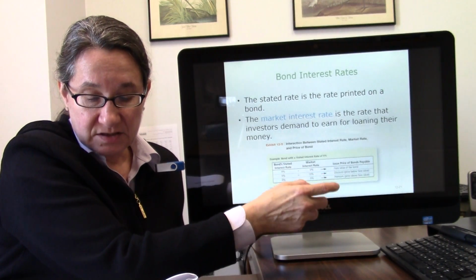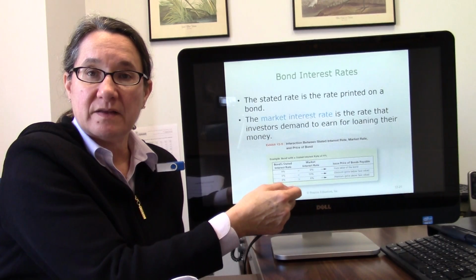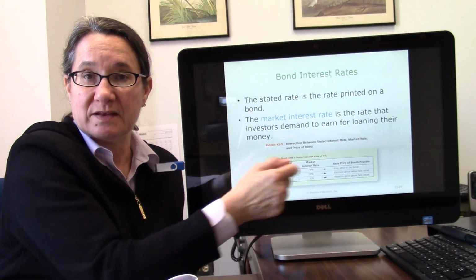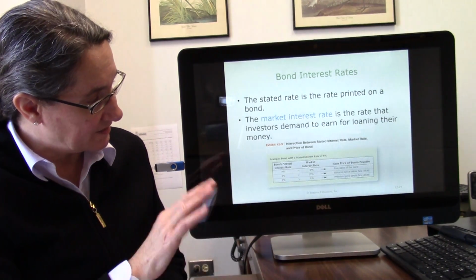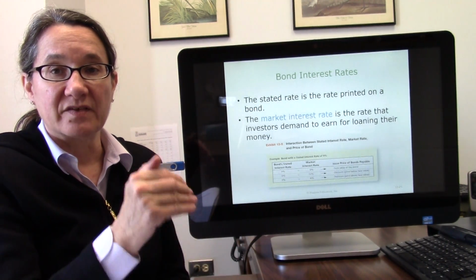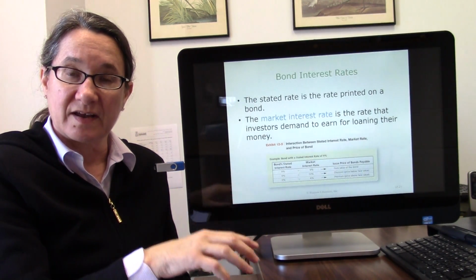Or if rates drop, then that means this bond with 9% is a little better than a bond with 8%, so I'm willing to pay more than the face amount for that. So that's how bond interest rates affect the issuing price of the bond. You're going to get a discount or a premium if the interest rate has gone up or down.